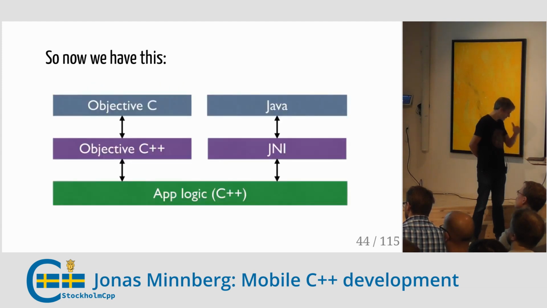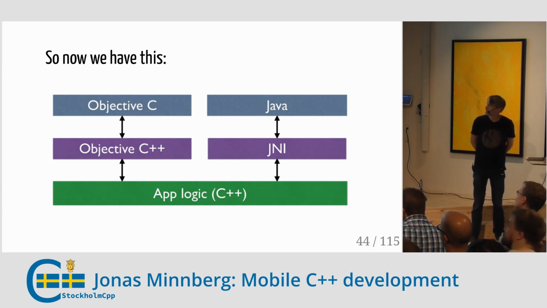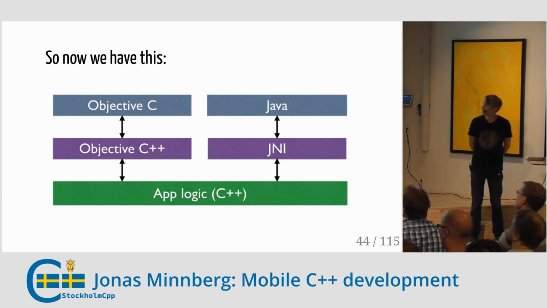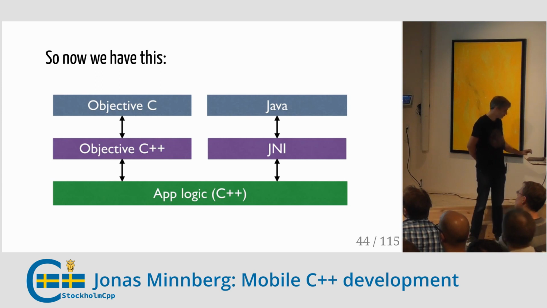Okay, so this is what we have now. We have our application logic in C++. We have a way to call into it, both from Objective-C and by extension Swift, and from Android. And this is an image I stole from one of the talks about Djinni. There are a couple of talks from CppCon that you can look at if you're interested in what Djinni really is.